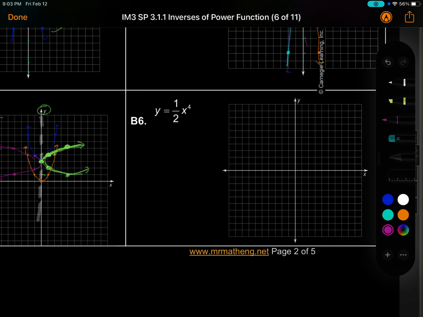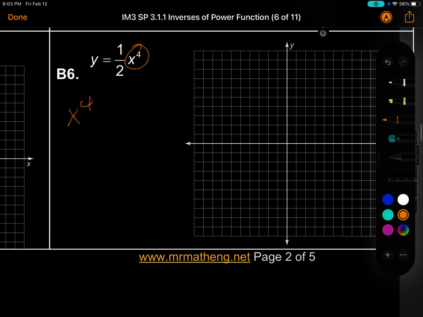So the first one I have here is x to the fourth. This is a power function, so if you put in x equals 0, you get 0. 1 to the fourth power is 1, and 2 to the fourth power is 2 times 2 is 4, 4 times 2 is 8, and 8 times 2 is 16, so way off the charts.